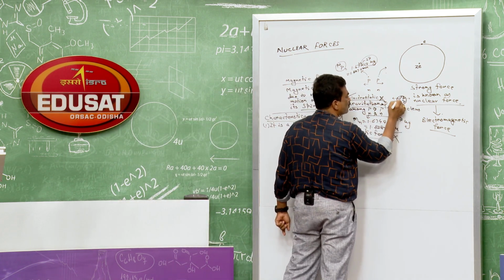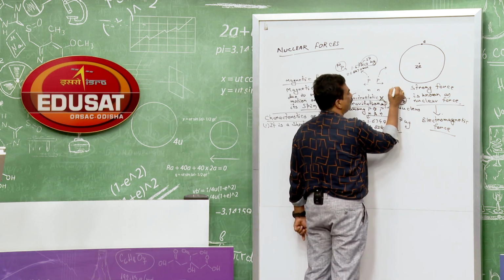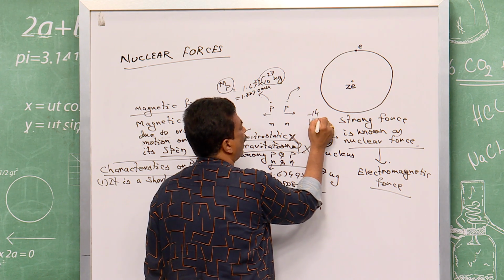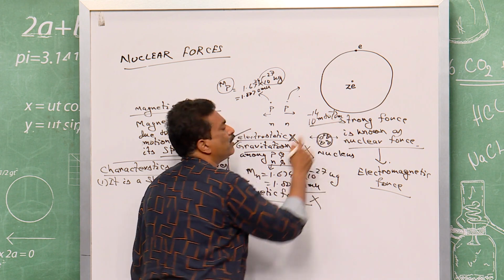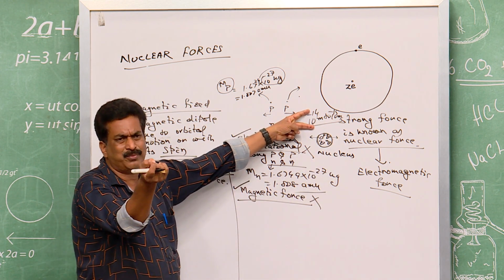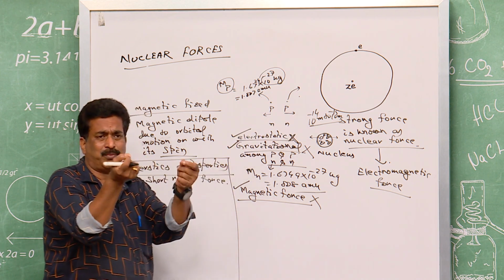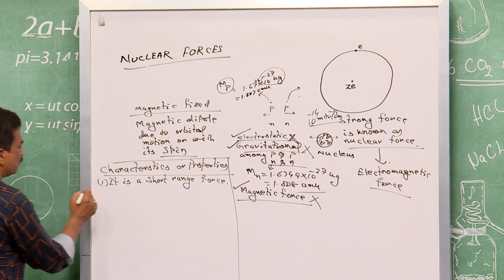This is the nucleus we have taken. What is the size of the nucleus? You know the radius of the nucleus is 10 to the power of minus 14 meter to 10 to the power of minus 15 meter. Just think, 10 to the power of minus 14 meter is very small. So within that small range, that force is very strong. So it is the short range force.